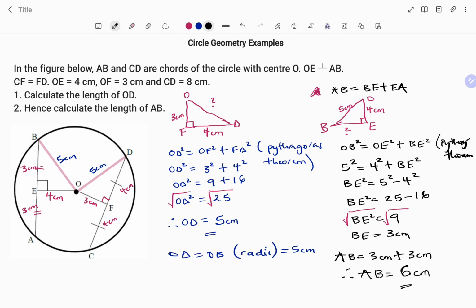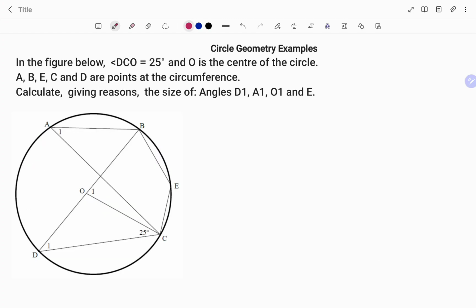6 centimeters. In the second example, I have in the figure below, angle DCO equals 25 degrees, and O is the center of the circle. A, B, E, C, and D are points on the circumference of the circle. Calculate, giving reasons, the size of angles D1, A1, O1, and E.